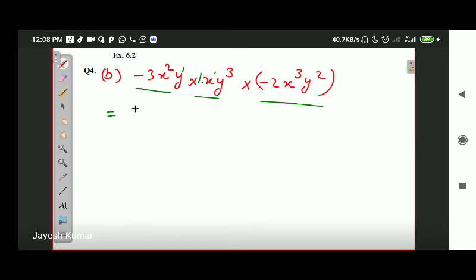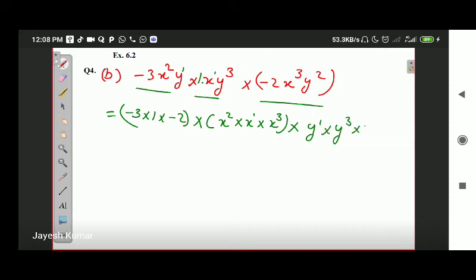Okay. So once again, minus 3 into 1 into minus 2 into, now the group of x square into x to the power 1 into x cube. Now group of y to the power 1 into y cube into y square. Okay. Now the powers are to be added. For the constant, we do simple multiplication. Minus 3 into minus 2 is plus 6. Okay. Negative, negative when multiplied results in a positive.